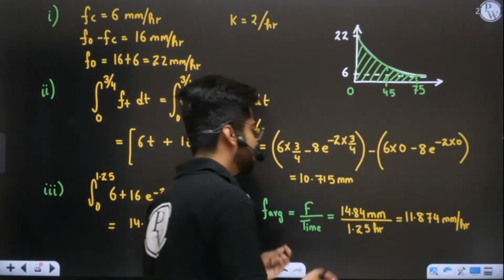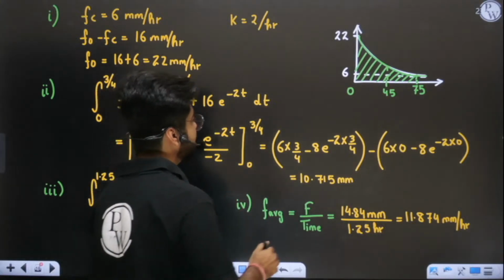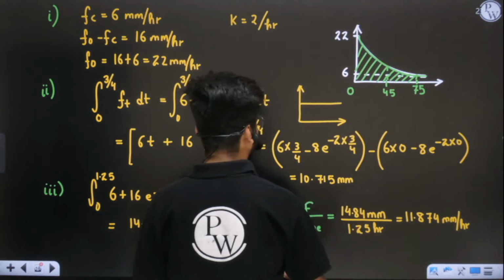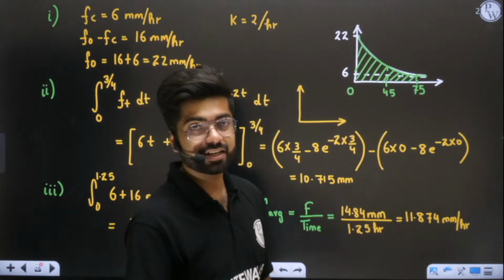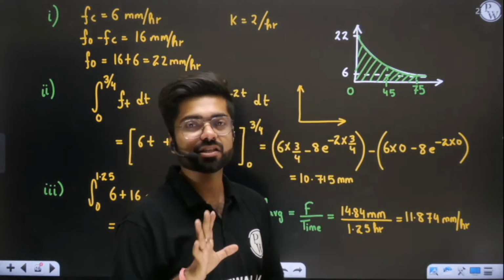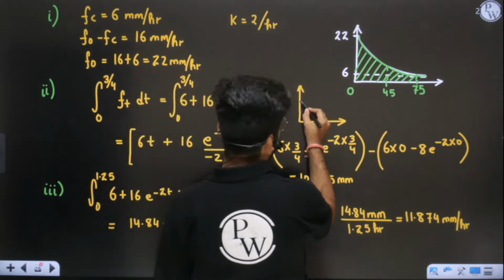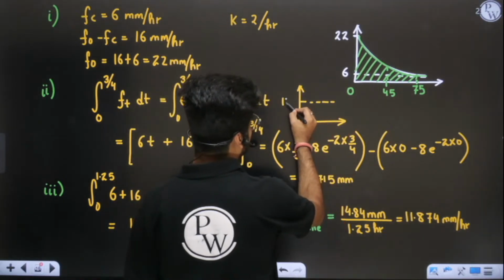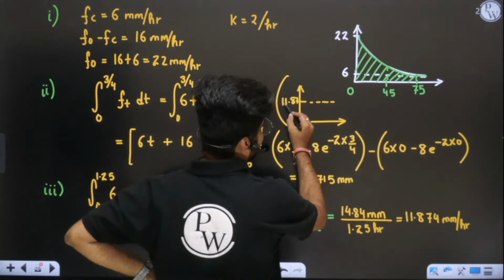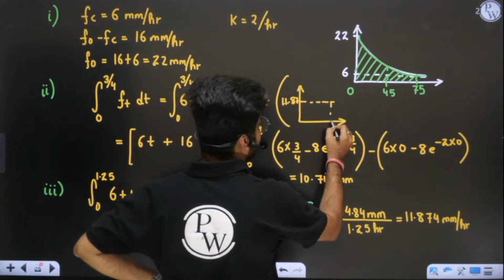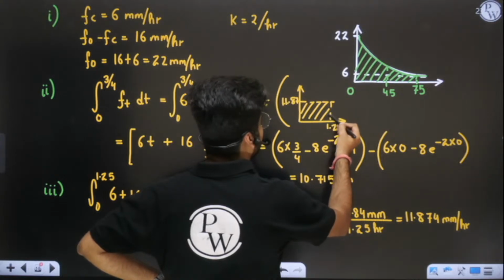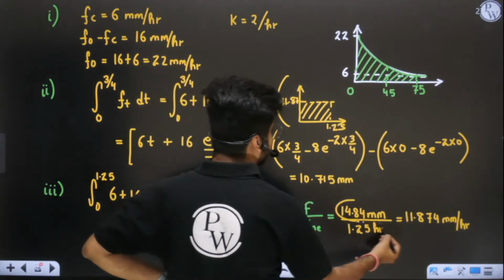Yes, this will be 11.87 something, but the meaning of this is, let us say we have a constant infiltration rate, but obviously this is not true. Infiltration rate is changing with respect to time. It is decreasing, it is changing every second, yes or no? But let us assume we have a constant value, and that constant value is 11.87. So if this 11.87 is continuing for, let us say, 75 minutes or 1.25 hours, then the area or total depth of infiltration will be 14.84 mm.